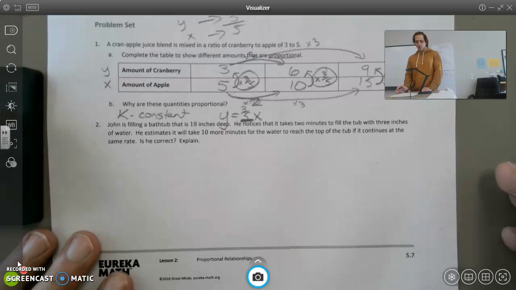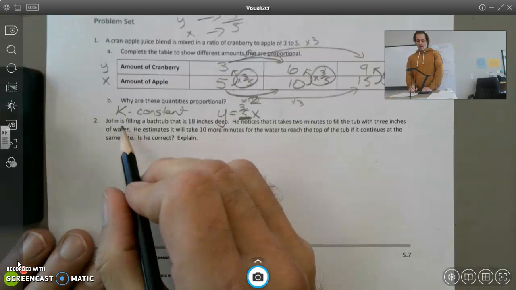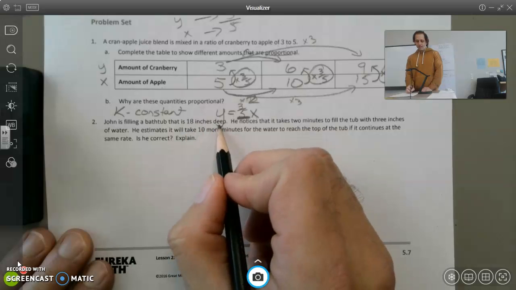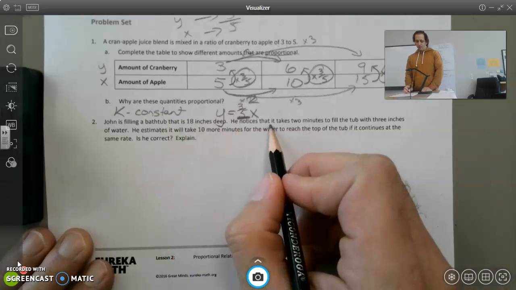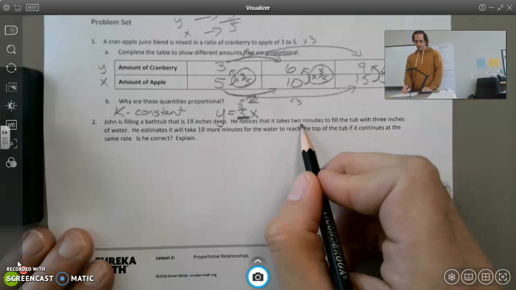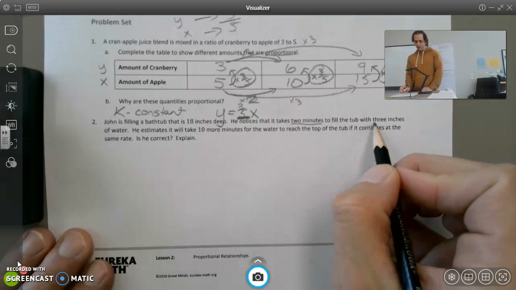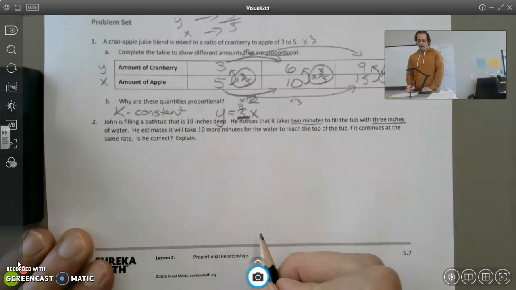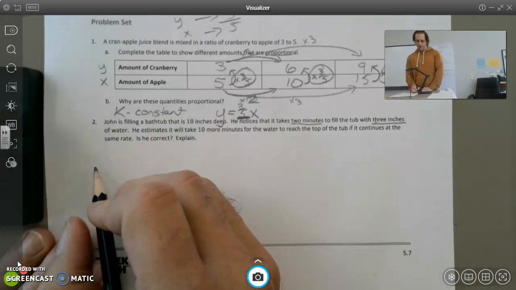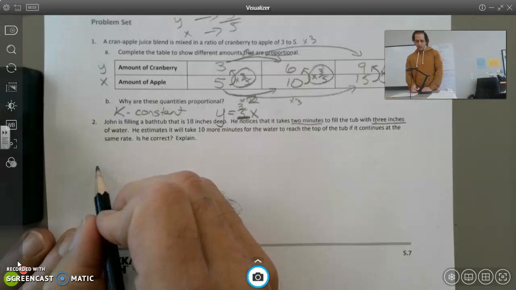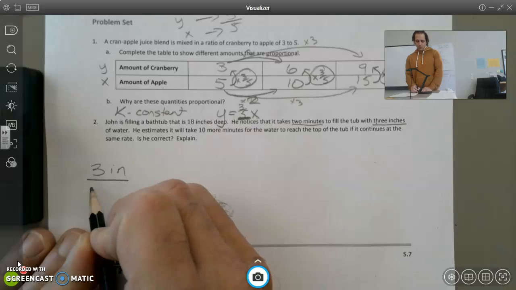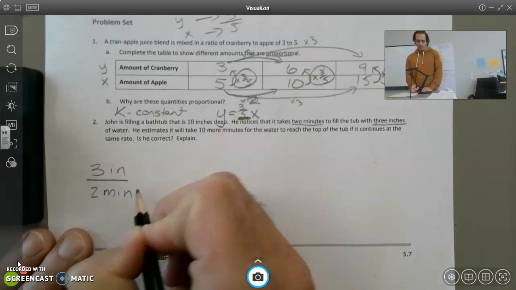All right, now if I look at number 2, I'm asked the question that John is filling a bathtub that is 18 inches deep. He notices that it takes 2 minutes to fill the tub with 3 inches of water. I'm going to write this rate as 3 inches every 2 minutes.